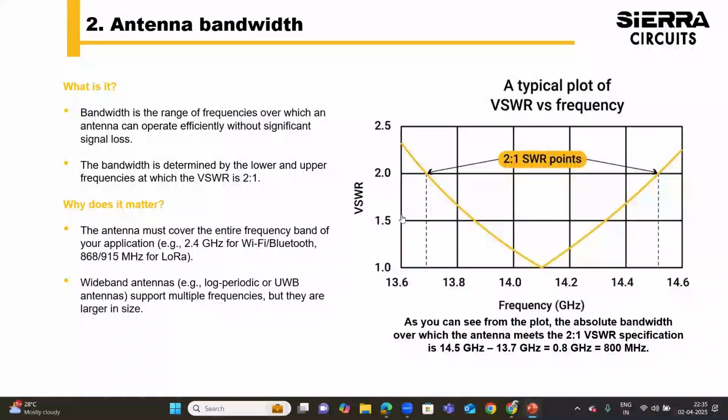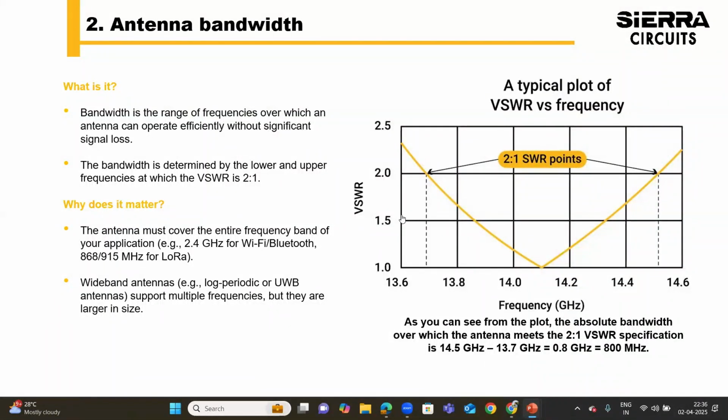Let's move on to antenna bandwidth. Bandwidth is the range of frequencies over which an antenna can operate efficiently without significant signal loss, and it's measured in megahertz or gigahertz. The bandwidth is determined by the lower and the upper frequencies at which the VSWR meets the 2:1 limit. The antenna must cover the entire frequency band of your application.